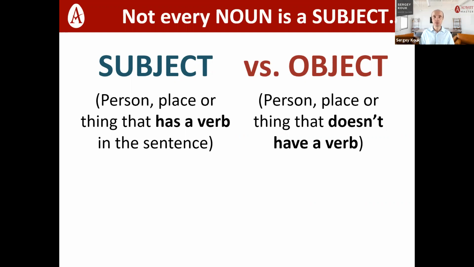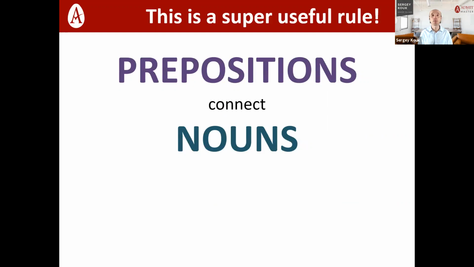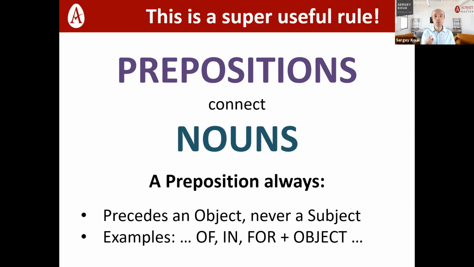Now you might say, well, wait a second. We just talked about the board of directors. How do I know whether it's the board or the directors that are doing the action? Well, there's a really helpful rule that we'll get into. And that helpful rule is this. If you see a preposition in a sentence, the preposition will always be before an object. It'll never be before a subject.